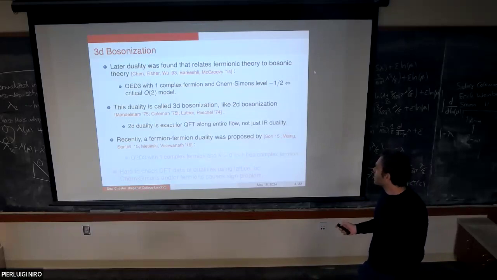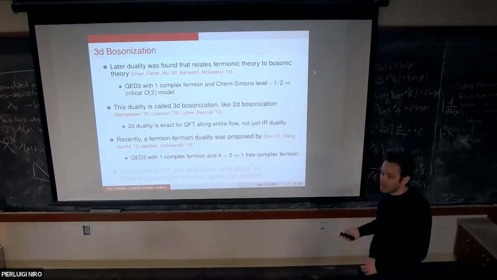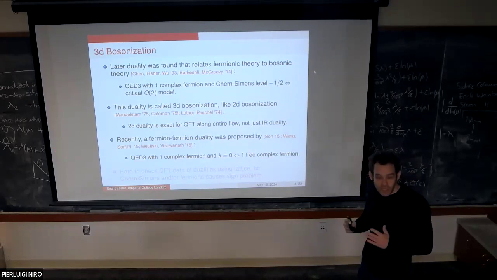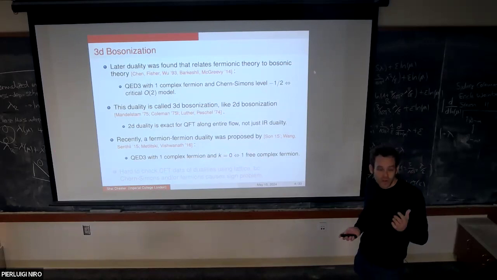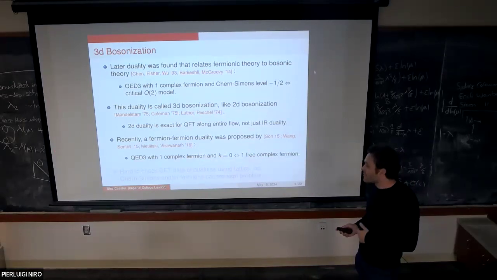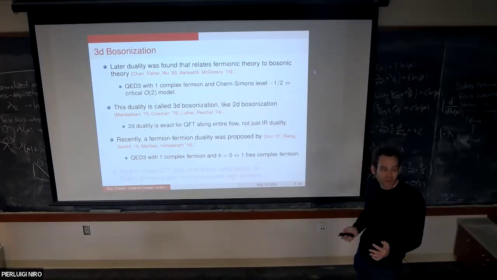Another such example of this duality, which has been proposed, is a fermion-fermion duality. So this relates QED3 with one complex fermion, Chern-Simons level 0, which you have to define carefully, to a theory of a single free complex fermion. And this one apparently has some experimental implications because it describes the half-filled fractional quantum Hall effect and phase transitions thereof. And apparently, if you have this duality, then it would imply certain properties of that phase transition.